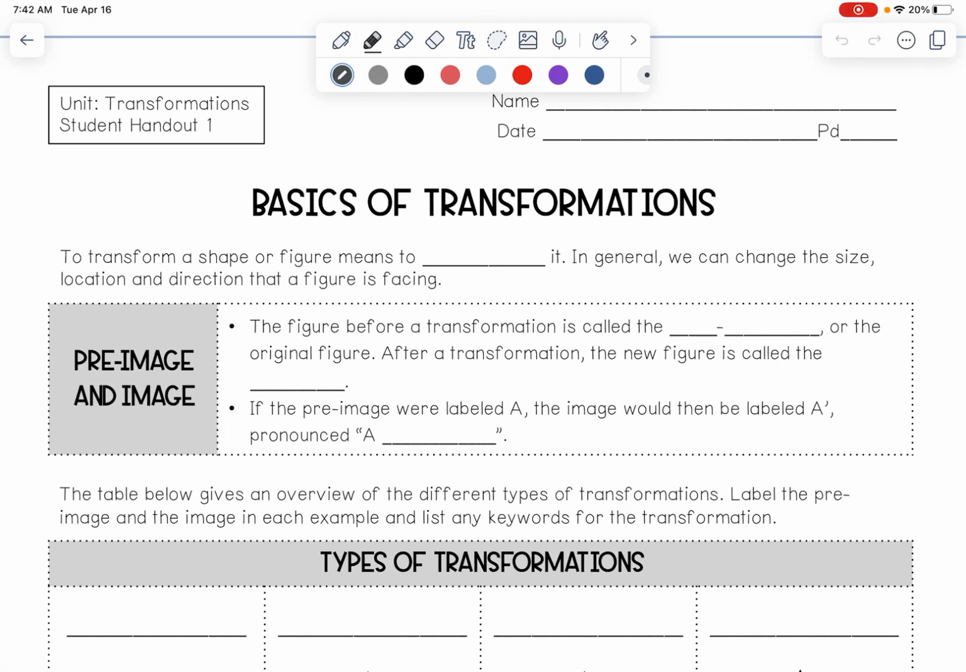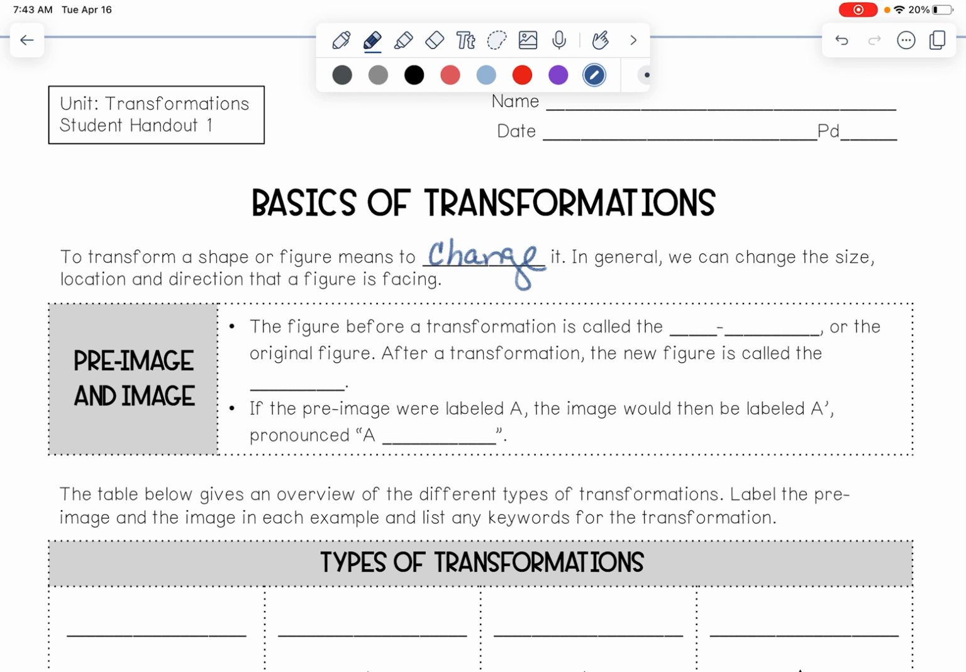Hello. Today we're going to talk about transformations. If you think about the movie Transformers, or the cars that you played with when you were a kid, Transformers changed, right? They changed from their car shape into a robot shape. Now for us, the transformations are going to keep their shape, but they're going to change their orientation or their size. So to transform a shape or figure means to change it.